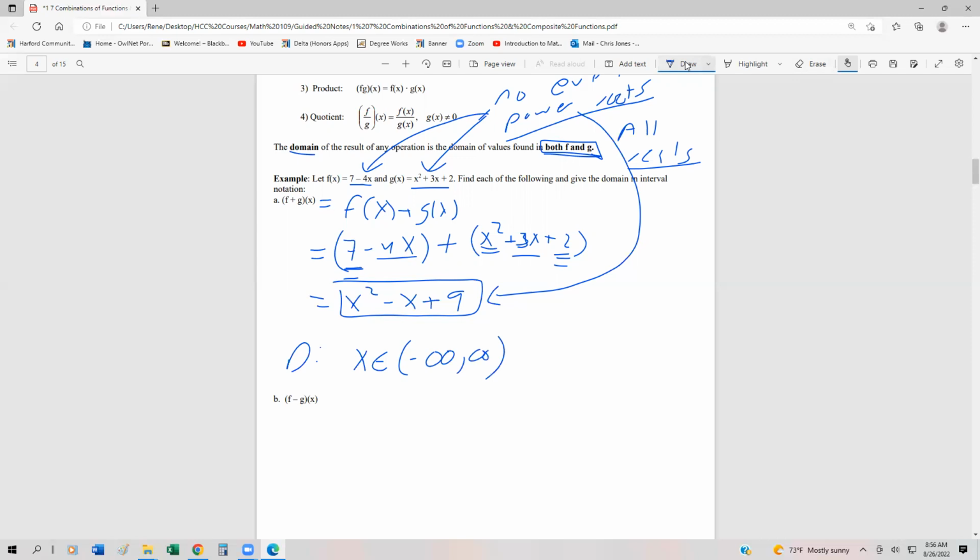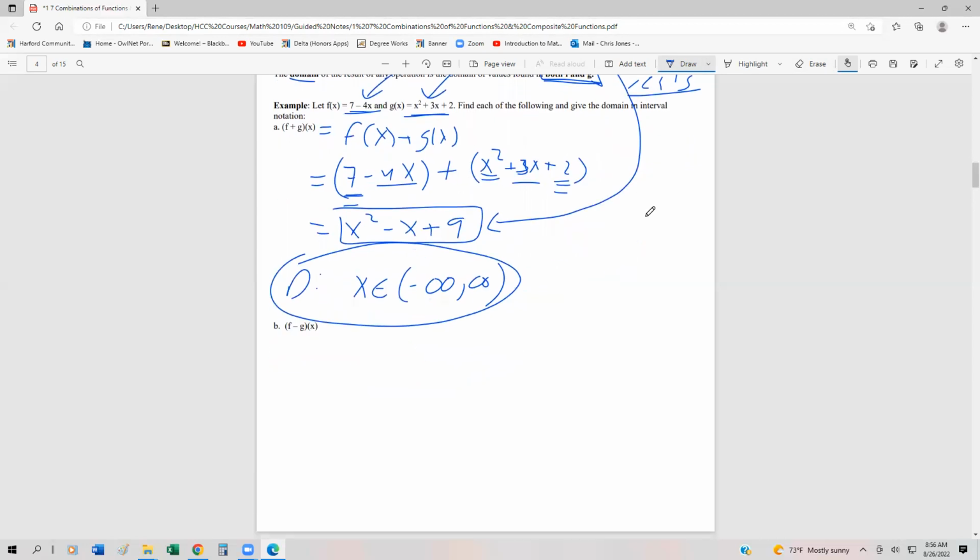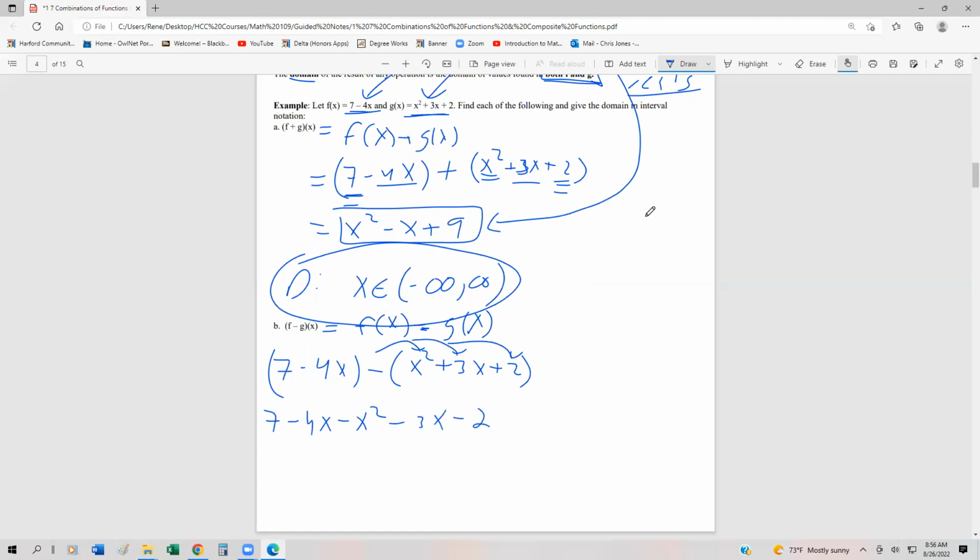The next one we have is f minus g. We already know that the domains of the functions start with having all real numbers. And so (f minus g)(x) is the same as f of x minus g of x. That's going to be equal to 7 minus 4x minus (x squared plus 3x plus 2). Sometimes it's helpful to distribute the negative to the three terms inside the parentheses, or however many terms there are, and then combine like terms. So 7 minus 4x minus x squared minus 3x minus 2. And now we can combine like terms.